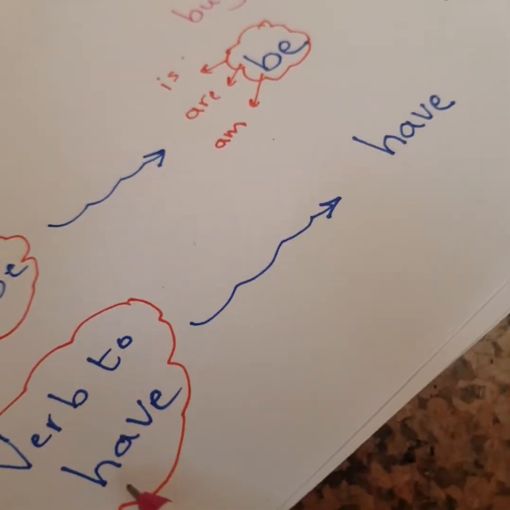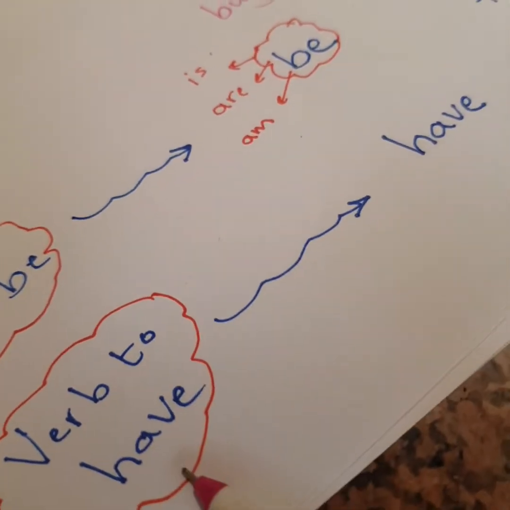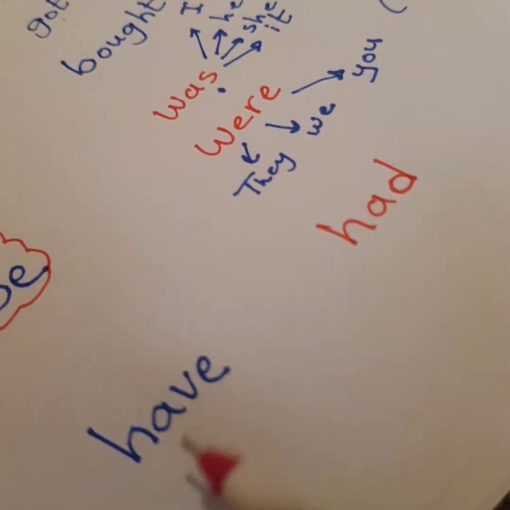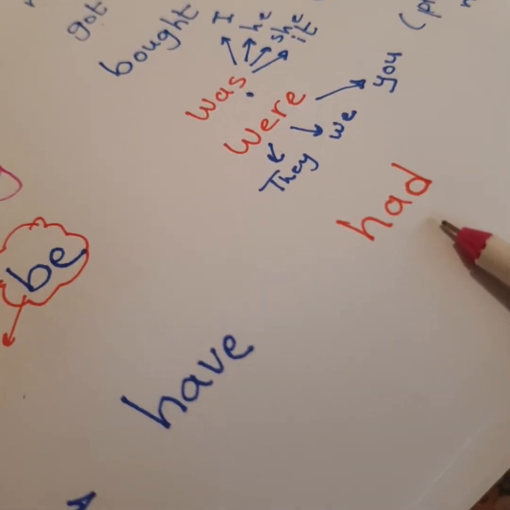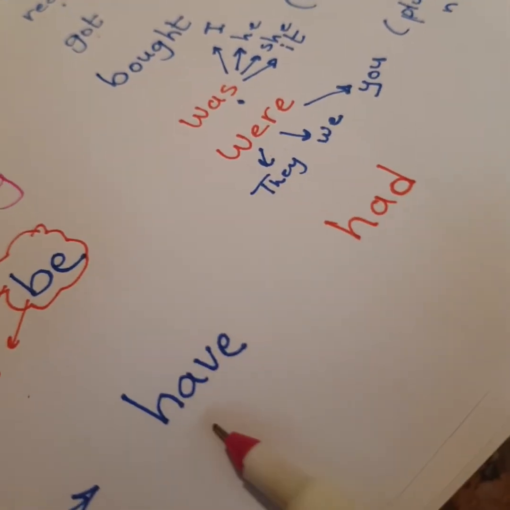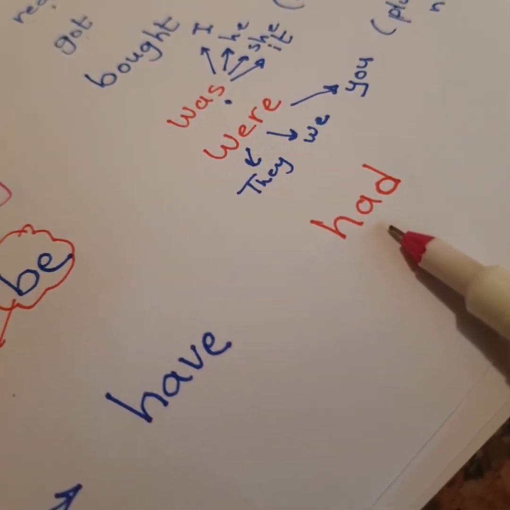Okay? And with verb to have, have becomes had. So in the past, have becomes had.